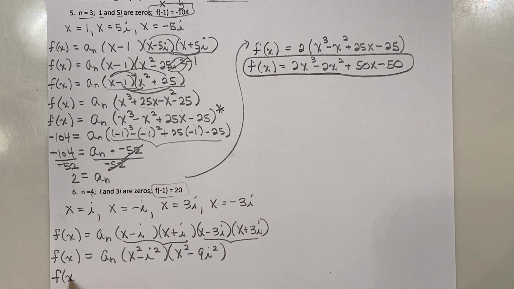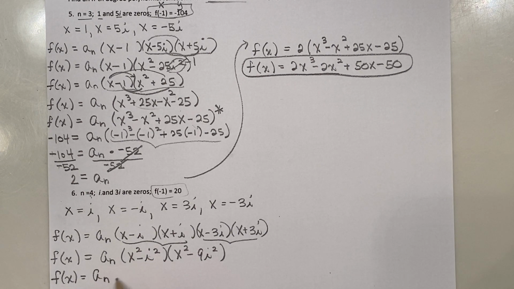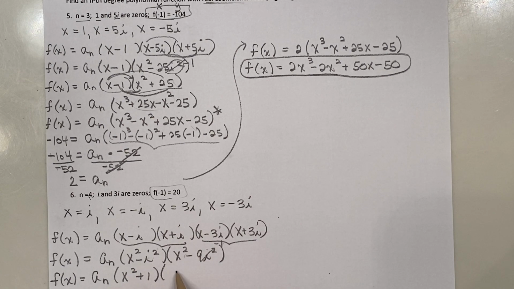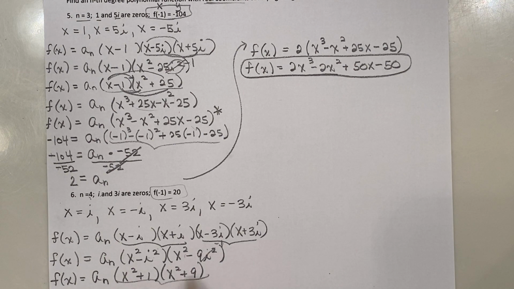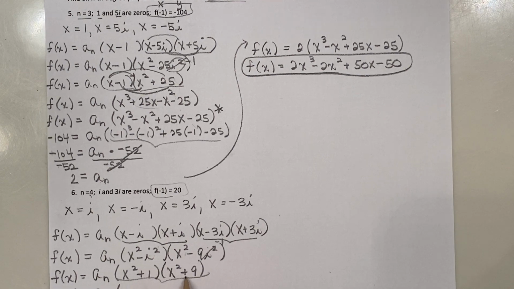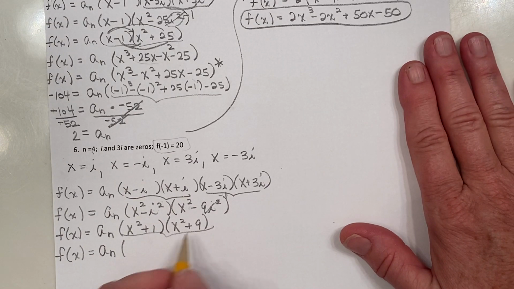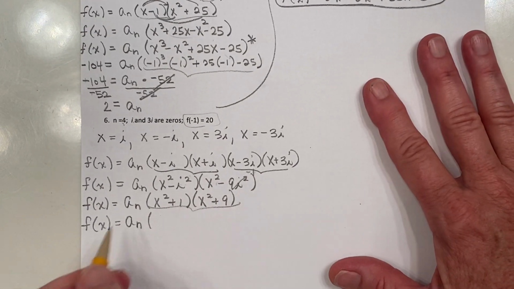Let's take care of those i squareds first, converting them to negative 1s, and then finish multiplying. So x squared, this is negative 1, so minus negative 1 is plus 1. And this becomes negative 1 multiplied into a negative 9, so x squared plus 9. Okay, FOILing now, because these don't have special multiplication characteristics since they're not conjugates.